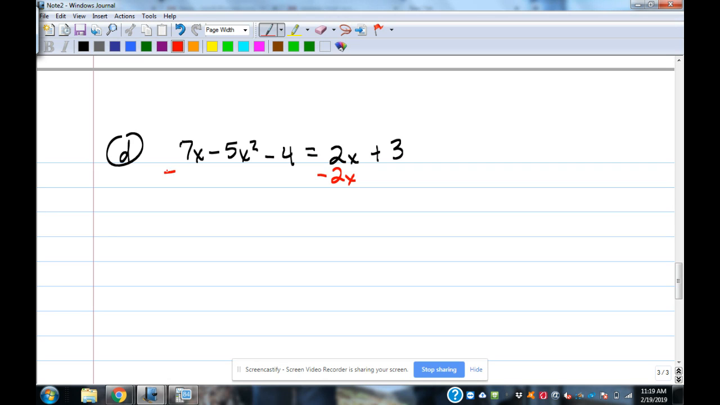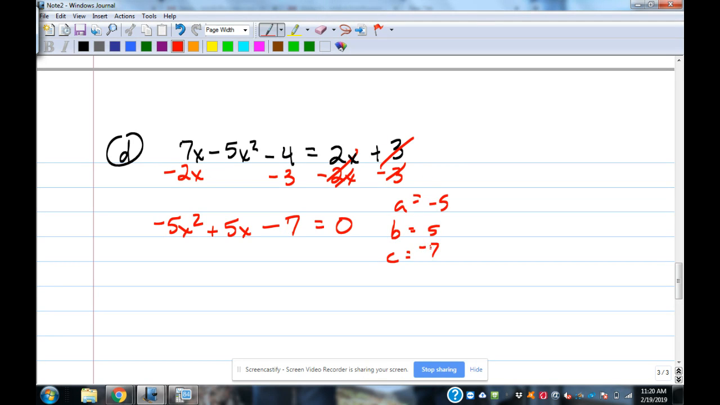So I'm going to subtract 2x, and that goes with the 7x. And I'm going to subtract 3, and that goes with the 4. And those are going to cancel out. And there's my equal to 0. And then as I'm simplifying here, I'm going to put it in the right order. What's going first? Negative 5x squared. And then next, plus 5x minus 7. So there's an equal to 0 and in the standard form that we need in order to do our quadratic formula. A, B, C. Negative 5, 5, negative 7.